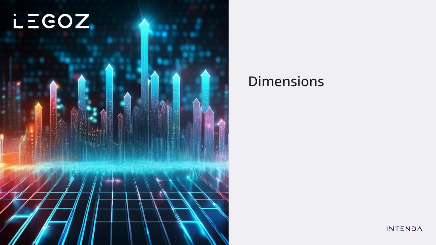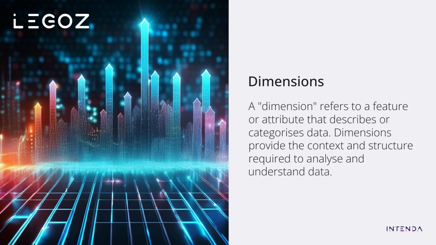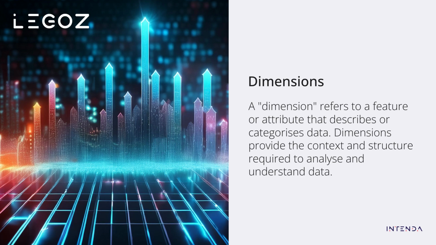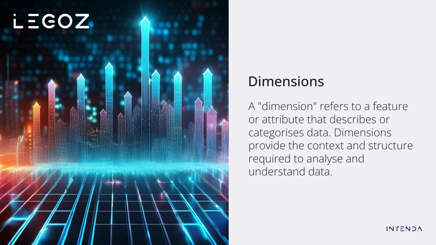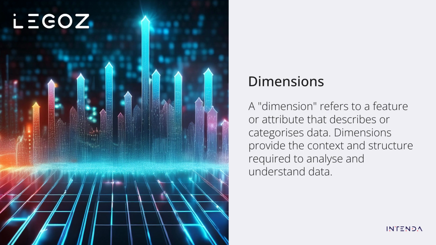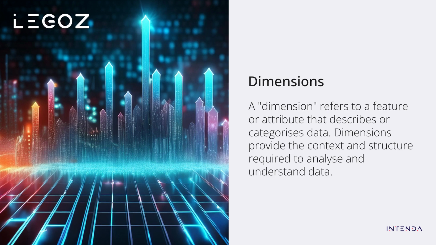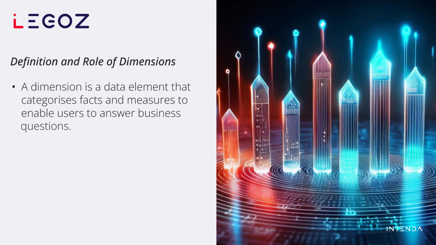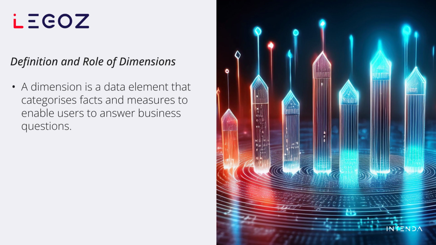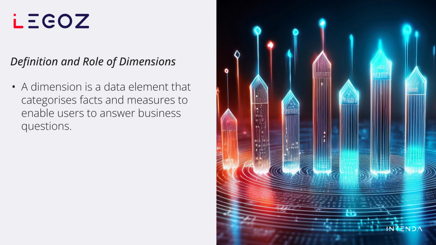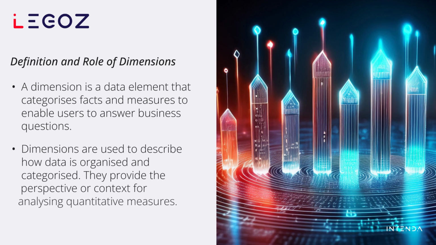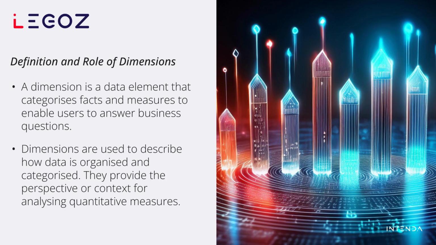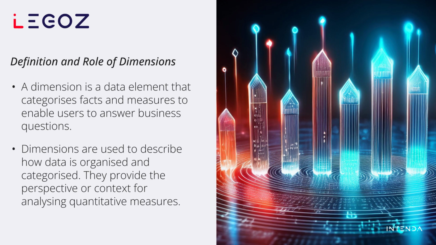First, let's talk about dimensions. Dimensions provide the context and structure needed to analyze and understand data, and a sound understanding of how they work is a fundamental requirement for anyone involved in data-driven decision-making. A dimension can be defined as a data element that categorizes facts and measures to enable users to answer business questions. The role of dimensions is to describe how data is organized and categorized, providing the perspective for analyzing quantitative measures.